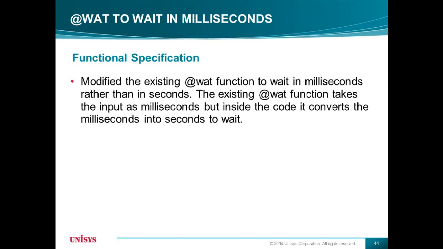Previously, the @wait used to wait in the number of seconds specified. For instance, if a user specified 1,200 as the input to @wait, it used to wait for the nearest index value of one second. So we have enhanced this feature to wait for the exact amount of time that is provided as input from the user. For instance, if I specify 1,200 milliseconds as an input, @wait will wait 1,200 milliseconds rather than 1 second as previously.